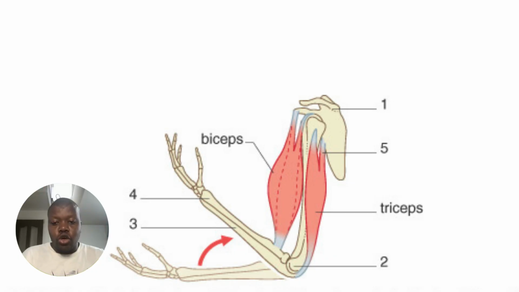For movement to occur at bones, there needs to be an origin and an insertion of the attachment. The origin is the part of the muscle that is attached to the stabilized bone or the immovable bone, and the insertion will be the part that is attached to the movable bone.